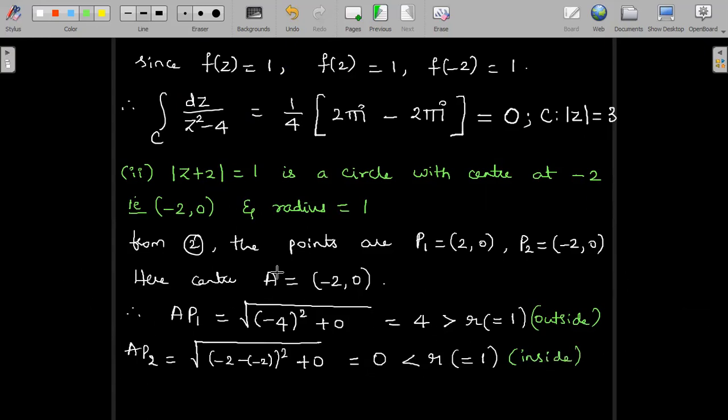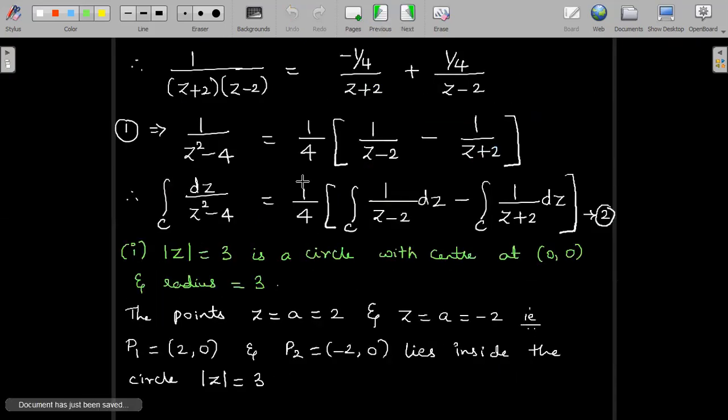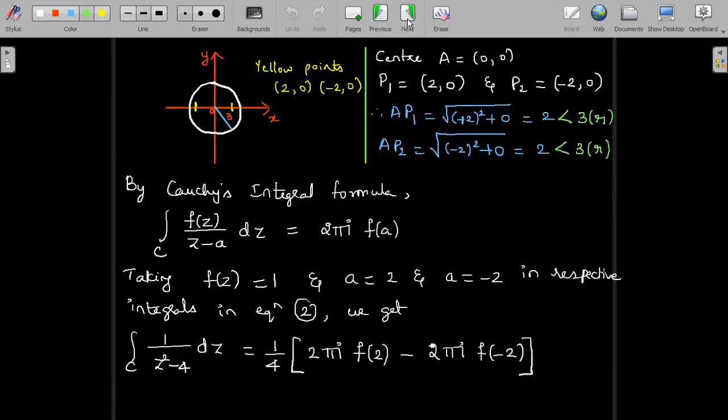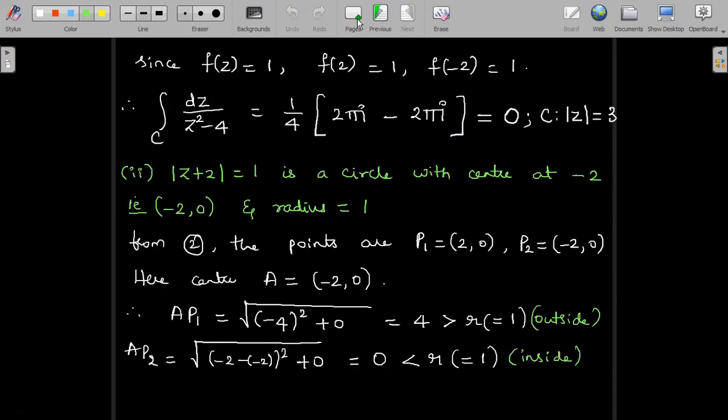So one of the points, P1, lies outside the given circle. So by Cauchy's theorem, for this point P1, the first integral vanishes. It goes to 0. Only for the second integral do we have to apply Cauchy's integral formula and obtain an answer. So let us see those steps.